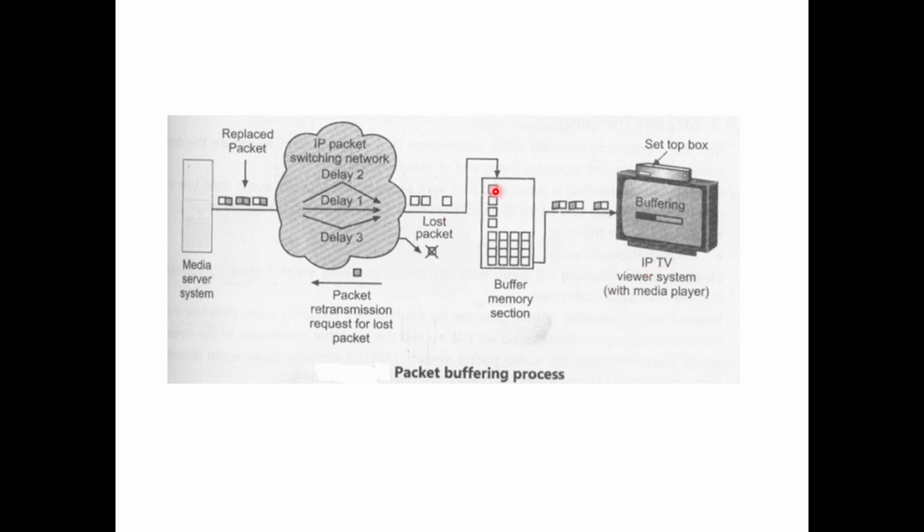Okay, so the buffer memory section is where your packets will be stored and then given to the IP television. Initially, until the complete process of storing those packets is done, you're not allowed to see all those things. Till then your IPTV will show you the message that it's buffering. Okay, the buffering process is storing that data.